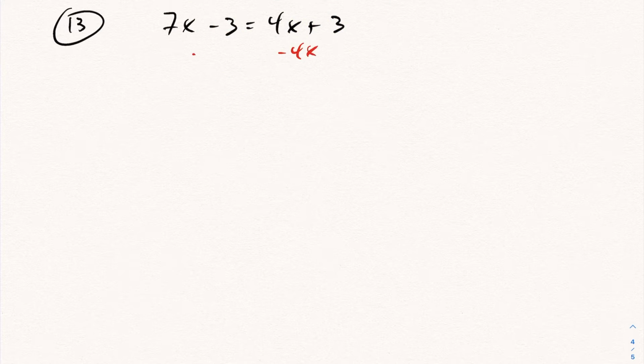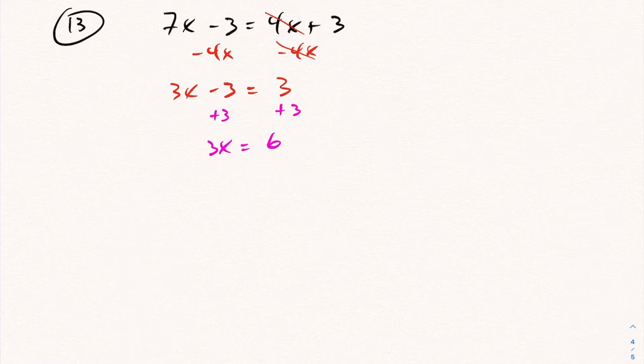So I'm going to subtract 4x on both sides, in which case I get 7x minus 4x is 3x minus 3. And as intended, these ones will cancel. Now you're back to a basic equation. I want to solve for x. I've got to get rid of the positive 3 and the negative 3, right? Pluses and minuses get moved first. So in this case, you get 6. Divide out, you get 2.